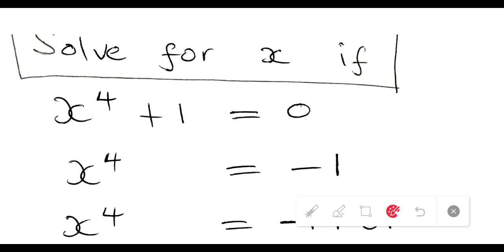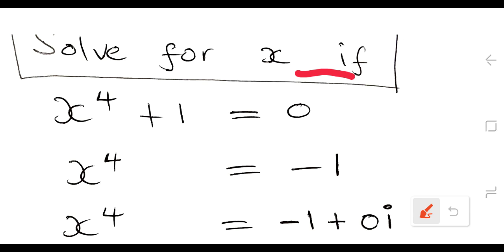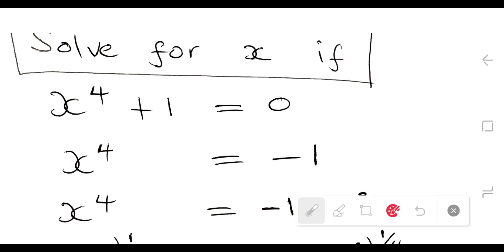If you are given to solve for x, given this question, x to the power 4 plus 1 is equal to 0. So what you do, you say x to the power 4, you move the positive 1 to the right hand side, becomes negative 1. Then x to the power 4 will be equal to negative 1 plus 0i, or you can put j, still the same.